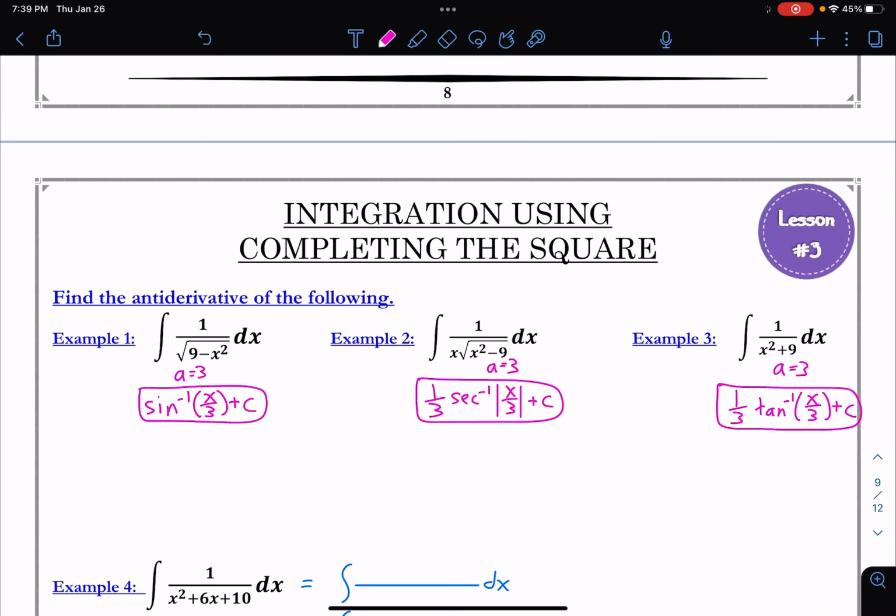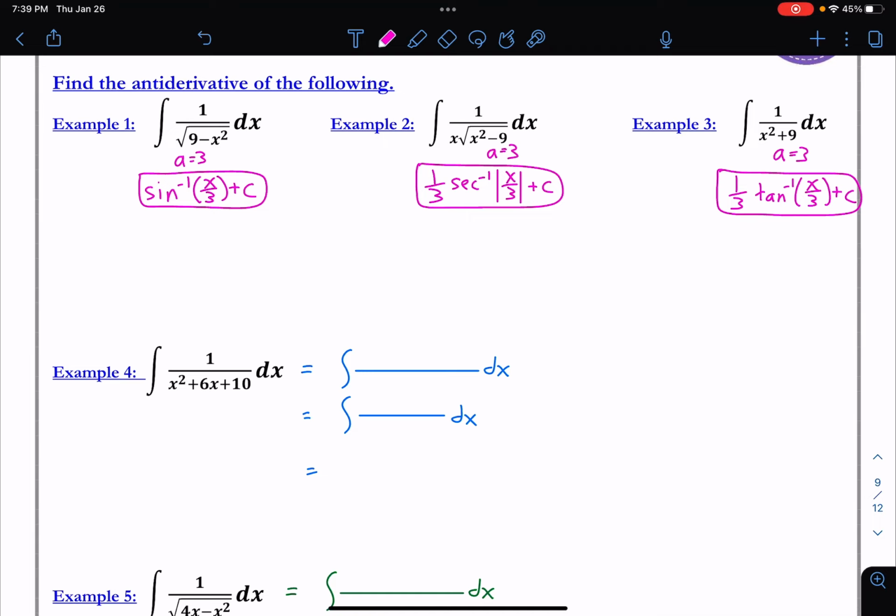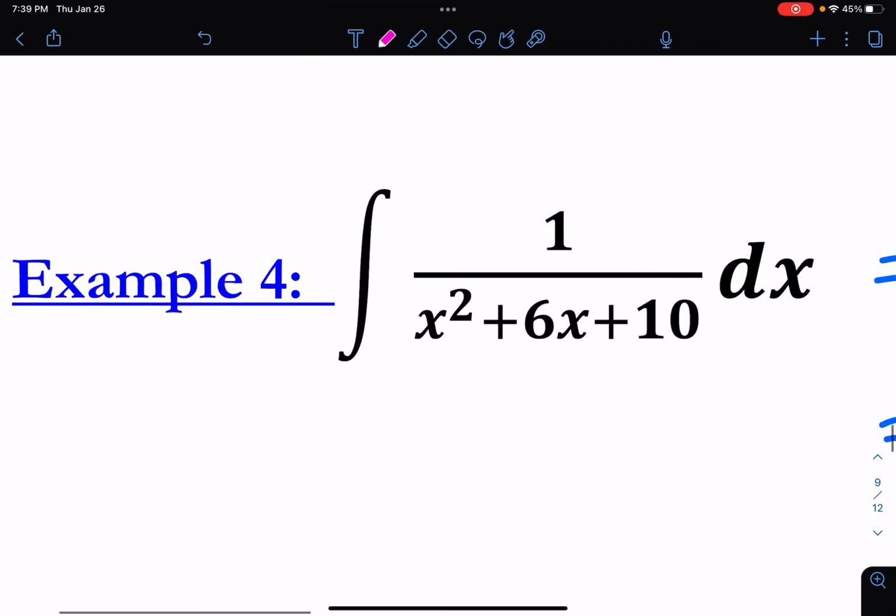So these three are good to keep in mind, especially for these techniques we're going to talk about today, specifically completing the square, more so than long division. Okay, so let's talk about our first completing the square example, example 4 here. So this is the integral of 1 over x squared plus 6x plus 10.